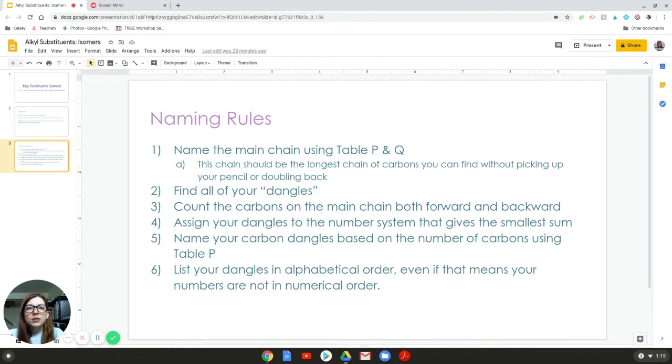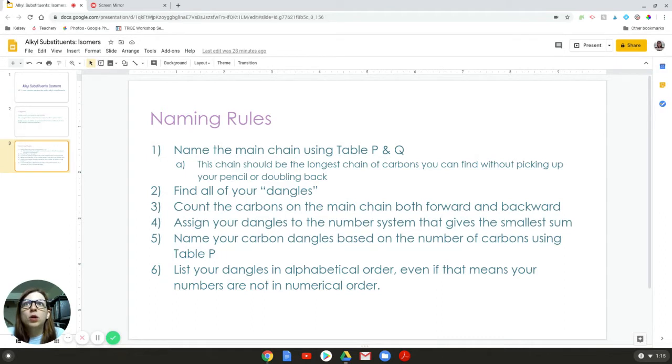And then lastly, as we name these dangles, the final name, all of those names need to be in alphabetical order, even if that messes up the numerical order, and maybe we would have 5, 2, bromochloro, etc., etc. For now, we are just working with carbons dangling off of carbon chains.